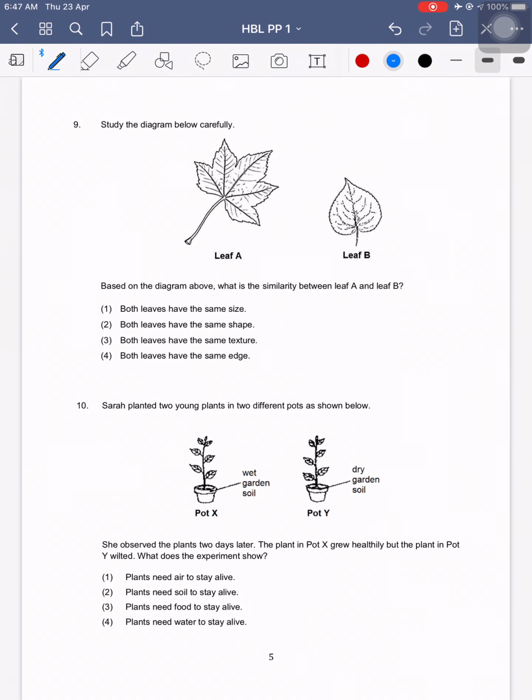Okay, next question, number 9. Now, based on the diagram, what is a similarity between leaf A and leaf B? Now, option 1, they say both have the same size. I would think leaf A is actually bigger. So between A and B, I think leaf A is actually bigger and leaf B is smaller. Alright, so I don't think it's option 1.